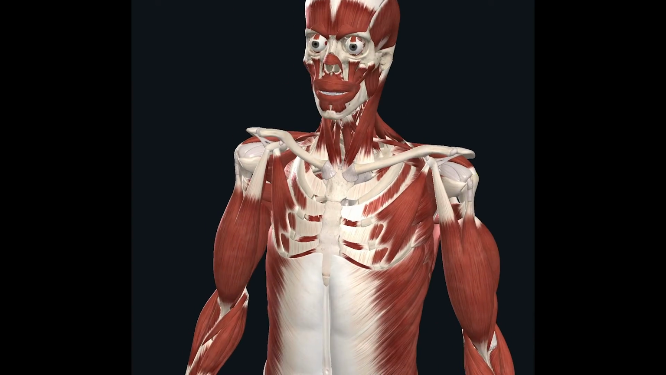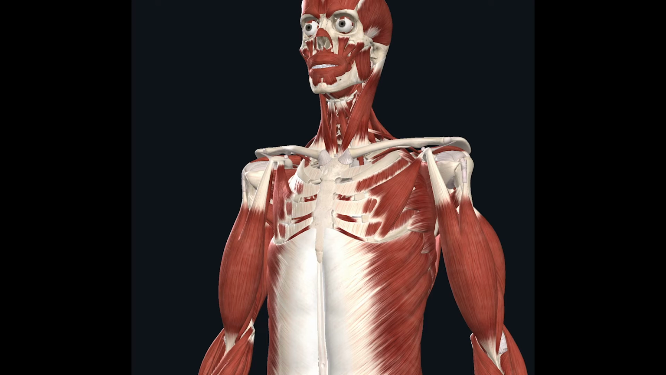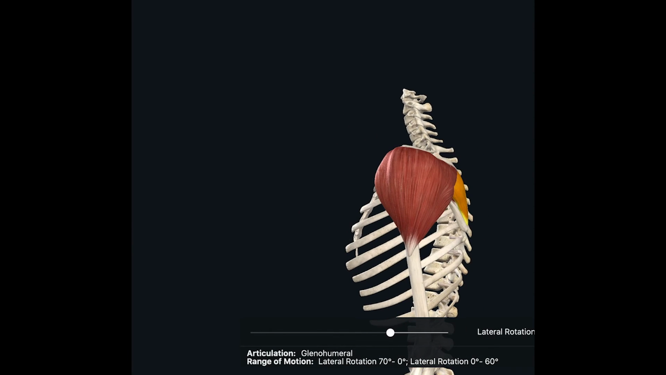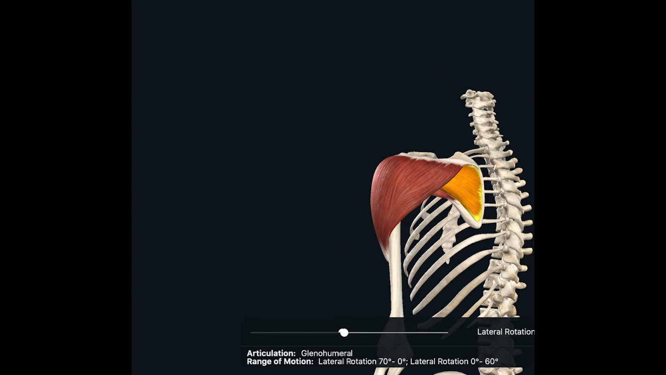Lateral rotation of the arm is when the intertubercular sulcus moves laterally or away from midline. So this action is showing you both medial and the lateral rotation. So this is lateral rotation, right here and here. That is medial rotation, lateral rotation. So the muscles that assist with lateral rotation are the infraspinatus, the teres minor, and the deltoid.